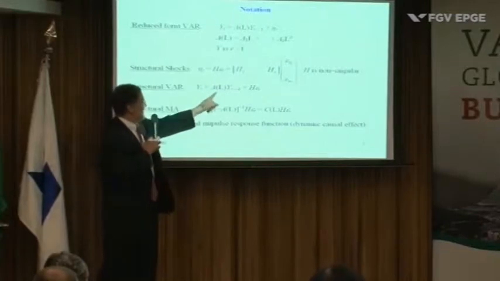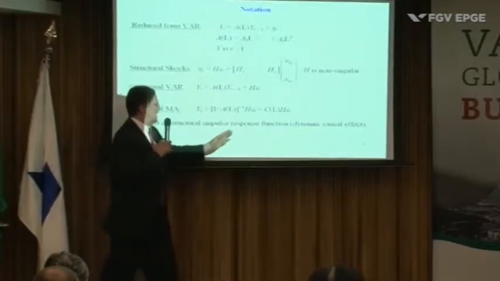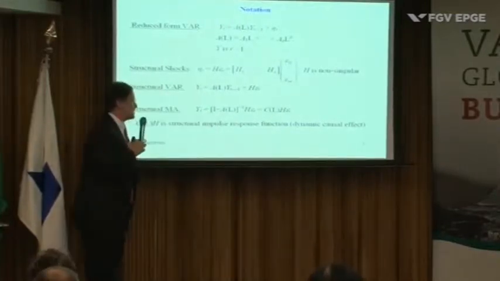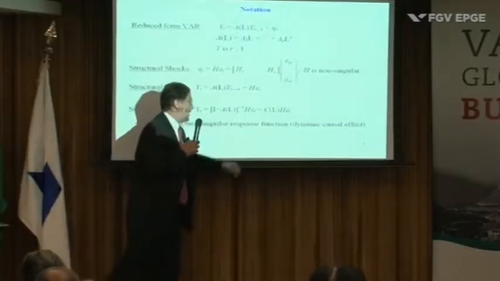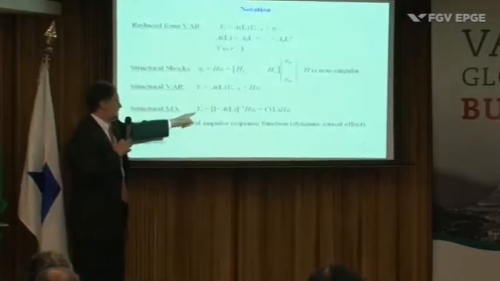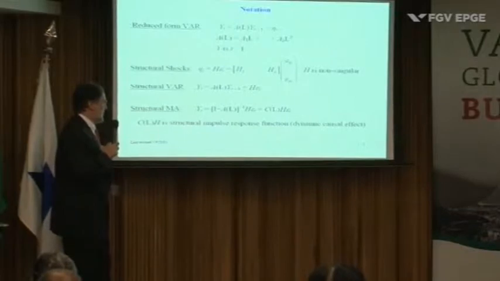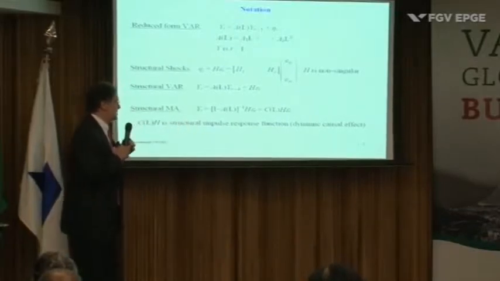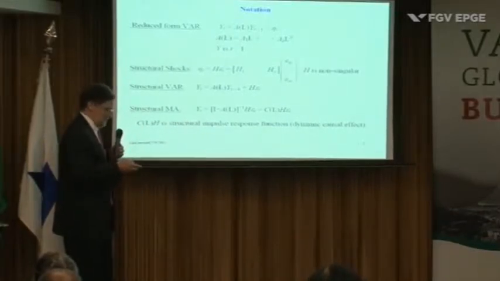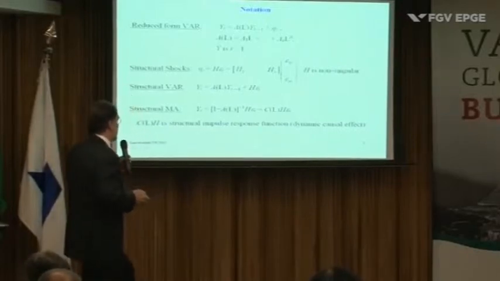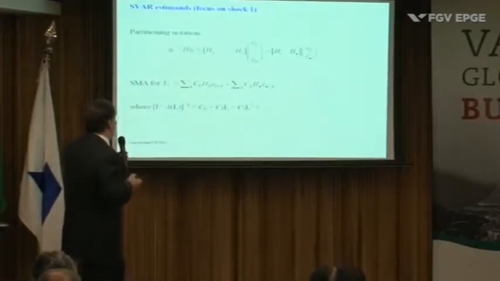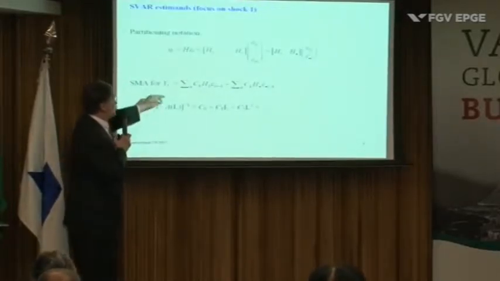We can take this and invert it, and that gives us the moving average representation, which tells us how these shocks affect Y dynamically. So this C(L) times H, these are the dynamic causal effects that we're going to want to get at. This is just the same notation.